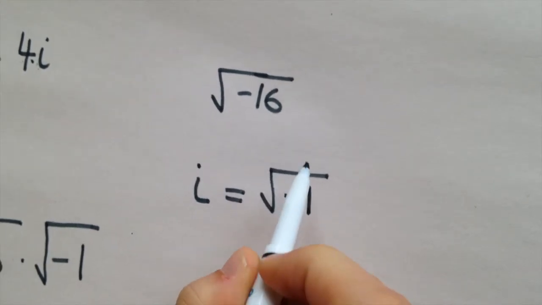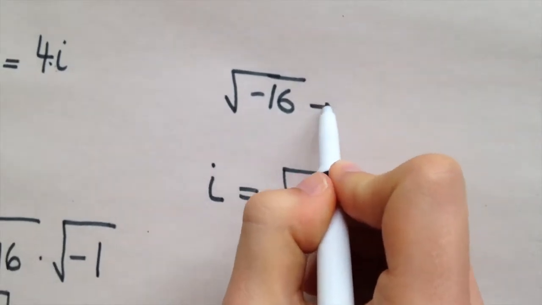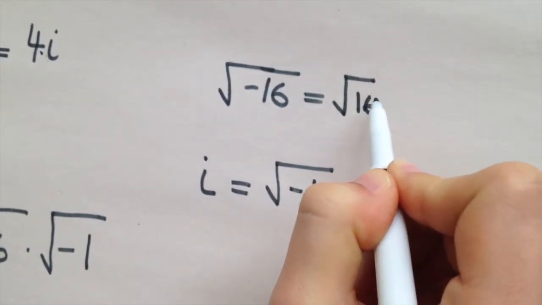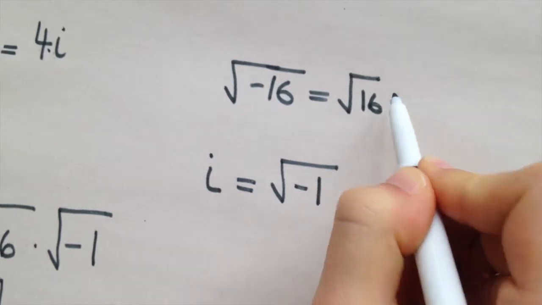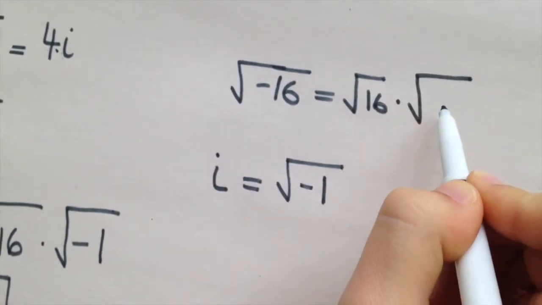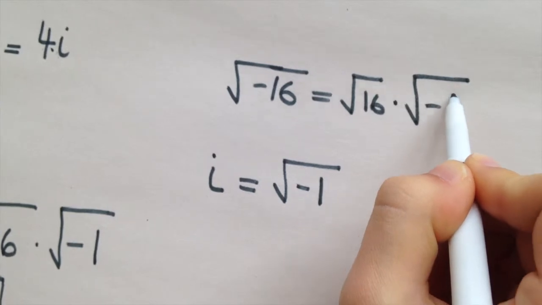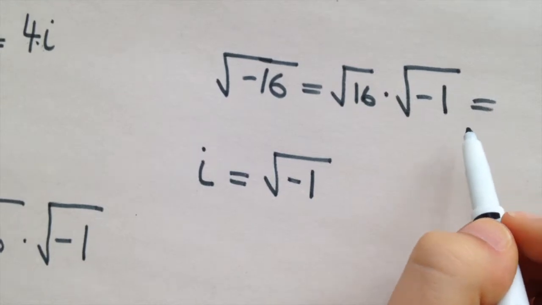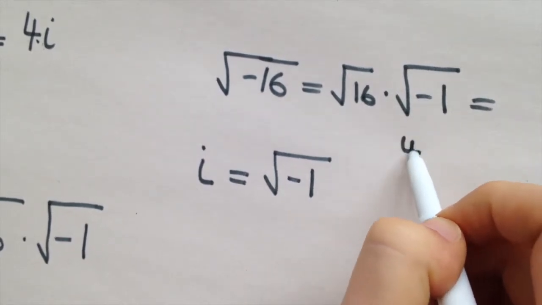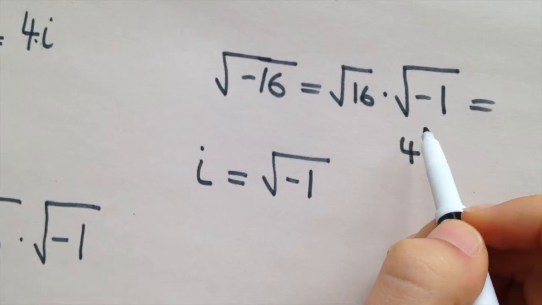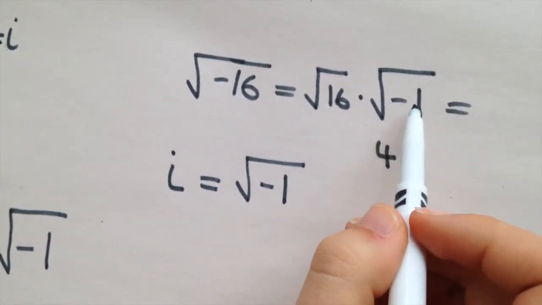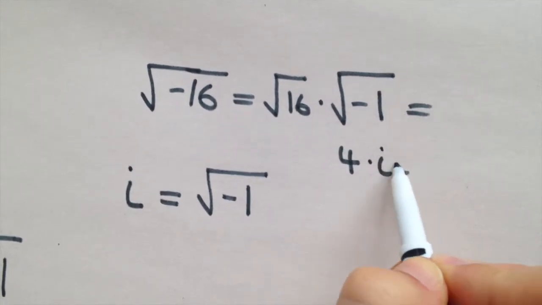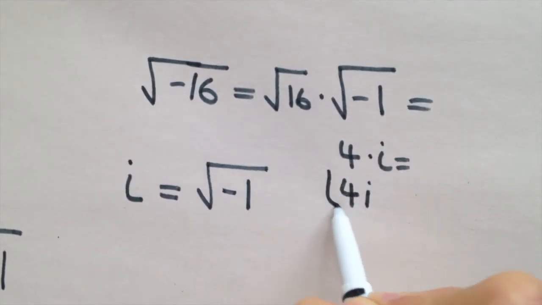Okay, so back to the problem. We take what we already know, root of 16, and we multiply it times the root of -1. Okay, the square root of 16 is equal to 4. We know that. And we know that the root of -1 is equal to i. So 4 times i equals 4i.